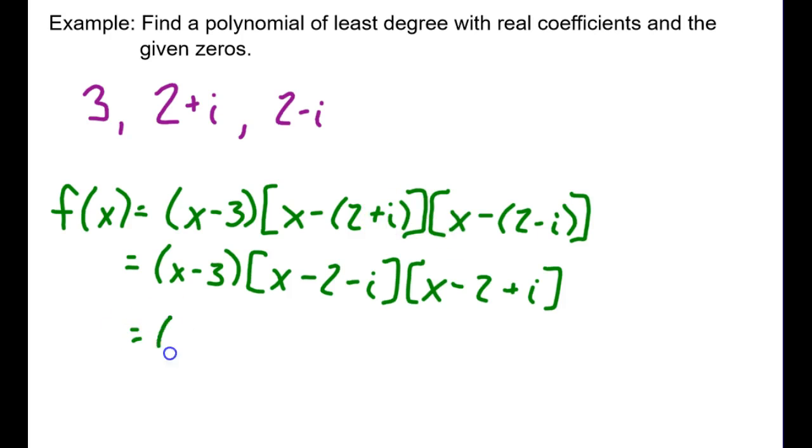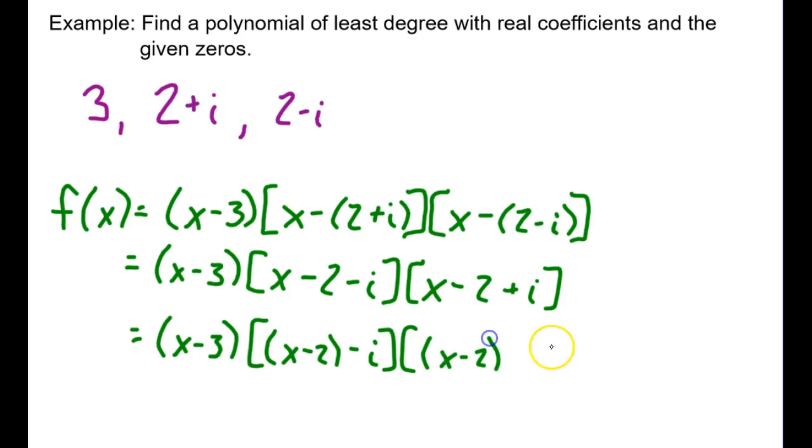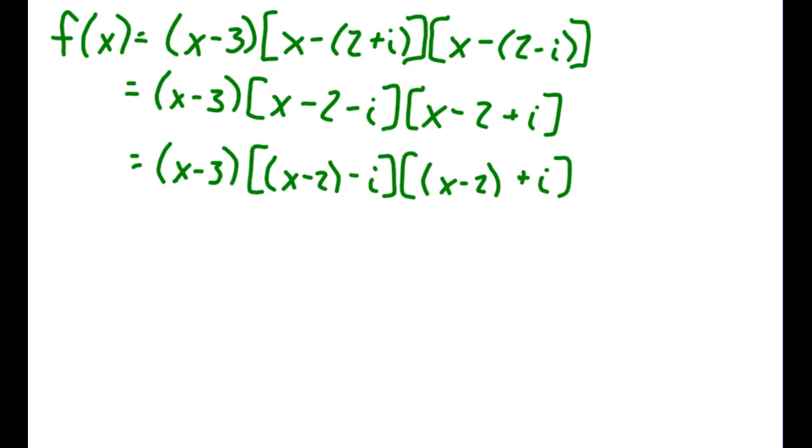Now I'm going to regroup my terms inside the brackets. So I'm going to group x minus 2, so I have that quantity, then minus i, and I'm going to do the same thing over here, group x minus 2 together, and then have plus i afterwards. The reason we're going to rewrite it in this form is because we're going to treat this factor of x minus 2 as one quantity. So this is one term, and then we have a second term, so we're multiplying essentially two binomials together.